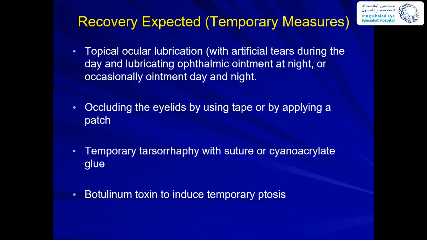So topical ocular lubrication, extensive lubrication is needed, along with sometimes closing the eye with tape at night that will help lubricating the eye at night. Temporary tarsorrhaphy with a suture or with cyanoacrylate glue, another way of helping the ocular surface to be well lubricated. Another measure can be done is botulinum toxin to induce temporary ptosis till the recovery of the facial nerve happens.